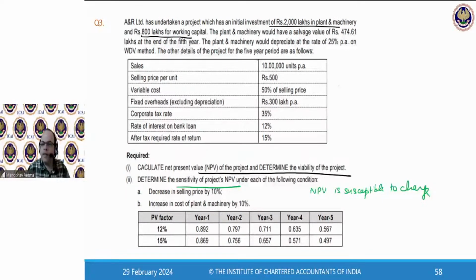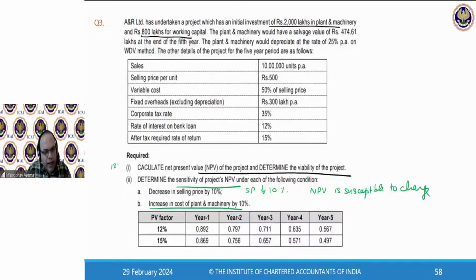What will happen if the selling price goes down by 10%? Your entire calculation will go for a toss, right? Selling price will change, right? And then we are talking about an increase in the cost of plant and machinery by 10%. So we have to calculate NPV three times in this question, and that's why I'm not solving it. I'm keeping it for you for practice.